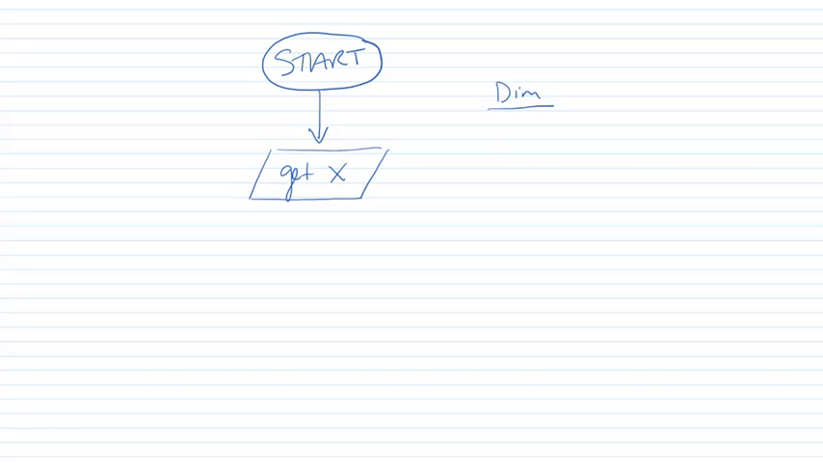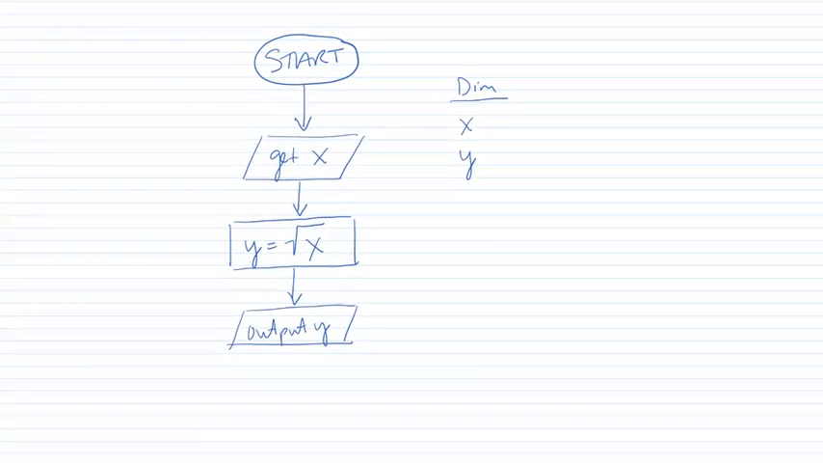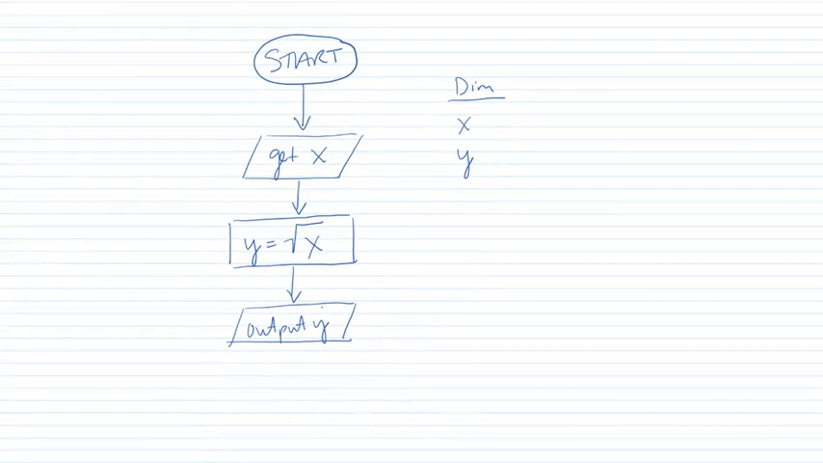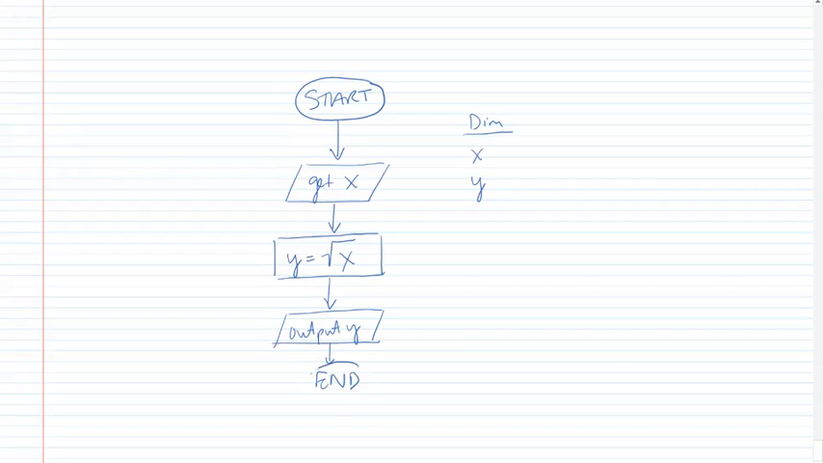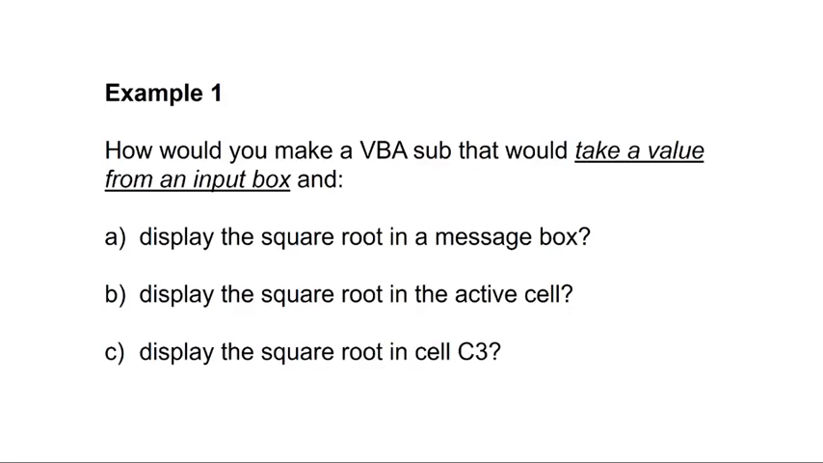I also like to keep track of the things that we need to dim. So we're going to have to dim x, and that's likely going to be a double. Next, we're going to calculate y. Actually it's not the square, it's the square root of x. We also need to dim y then. Then we output y, we're interfacing with the user, so that's typically a parallelogram, and then we end. So this is a basic flowchart for this process. So let's go ahead and write the code for this.